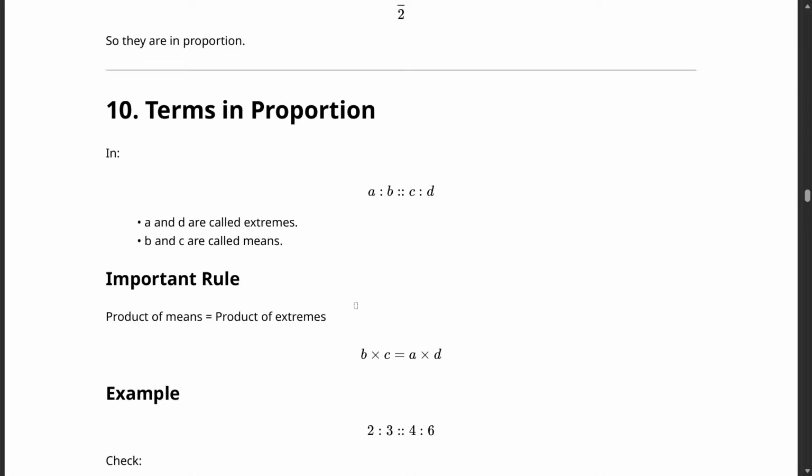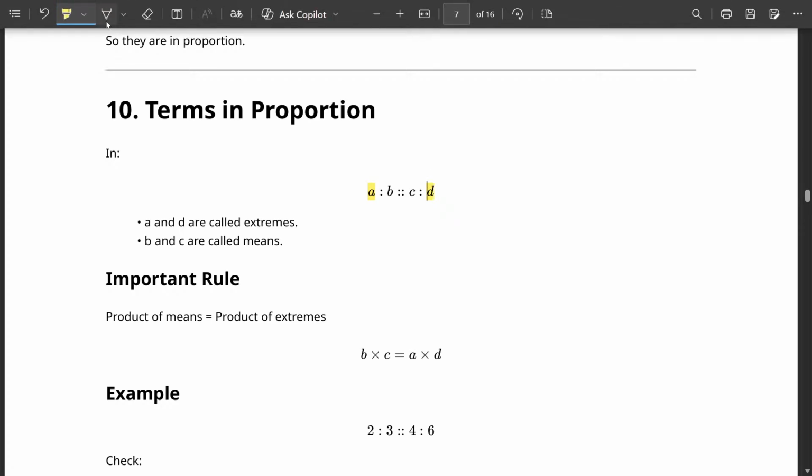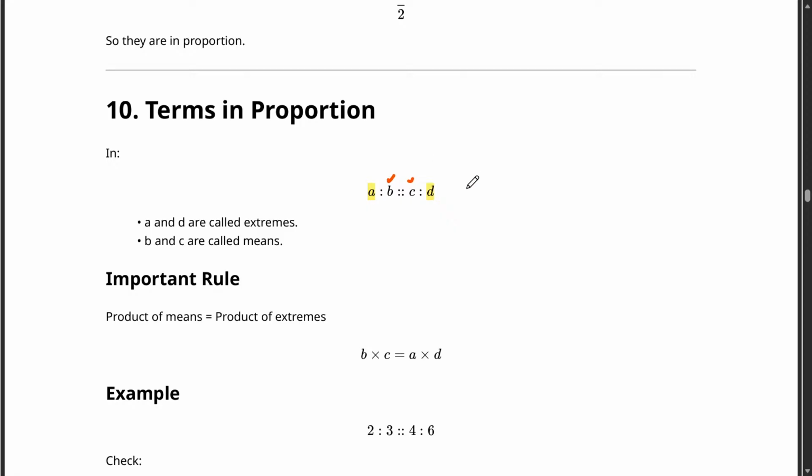And what are called extremes? A and D are called extremes. And B and C are called means.